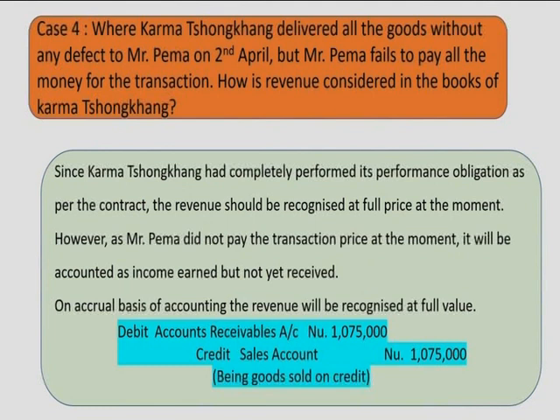So the entry will be debit accounts receivable 1,075,000, credit sales account 1,075,000, being goods sold on credit. So this becomes a credit transaction to Karma Hong Kong. Now Karma Hong Kong has to show this as a credit sale and recognize revenue on that date only.